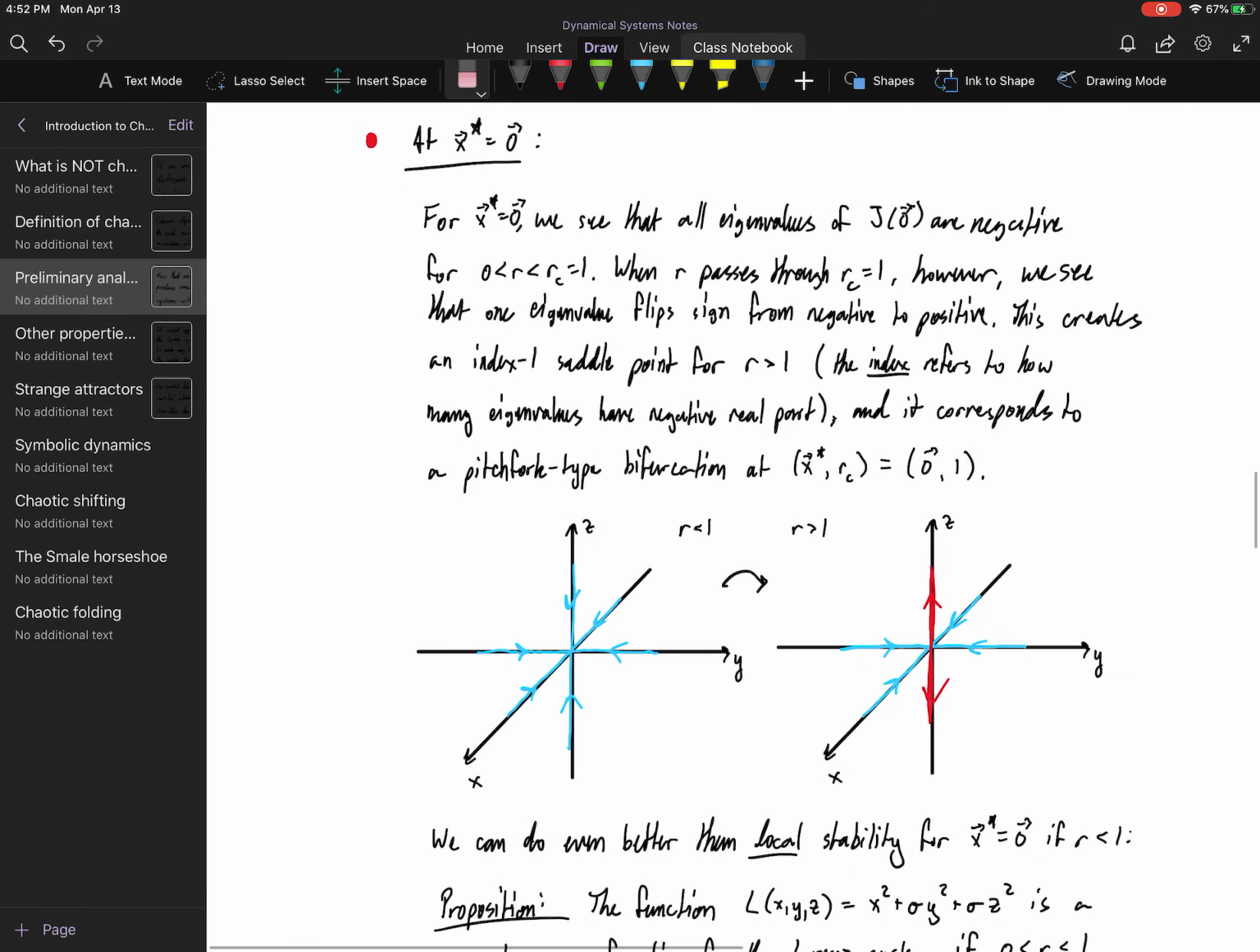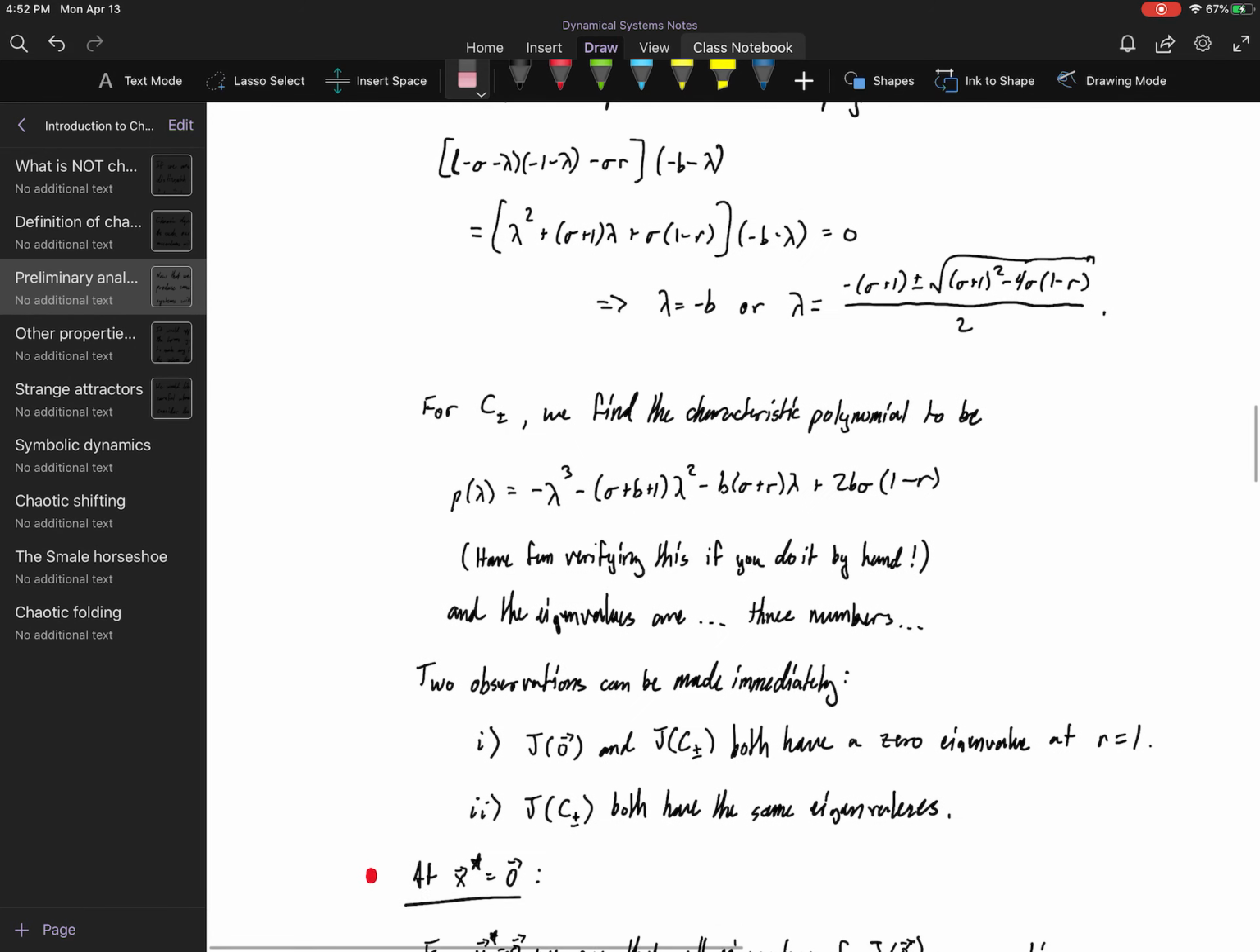So let's actually see what happens at the origin. Geometrically speaking, if I'm at the origin, then for r less than 1, in this term, sigma plus 1 squared minus 4 sigma times 1 minus r, if r is less than 1 but still positive, then the thing inside the square root is going to be less than sigma plus 1 squared, which means that the actual square root here is going to be less than sigma plus 1. So I'm going to take this negative sigma plus 1 and either subtract more off of it or add less than sigma plus 1 to it, which means that both of these eigenvalues are negative.